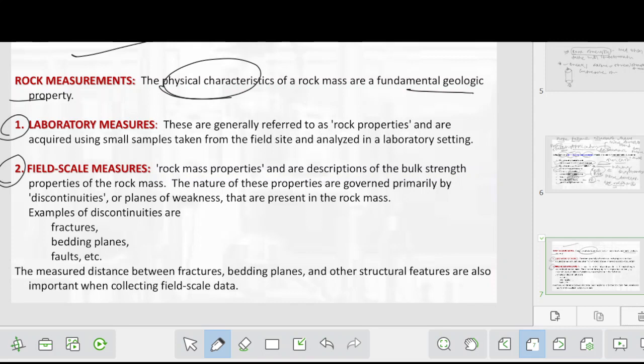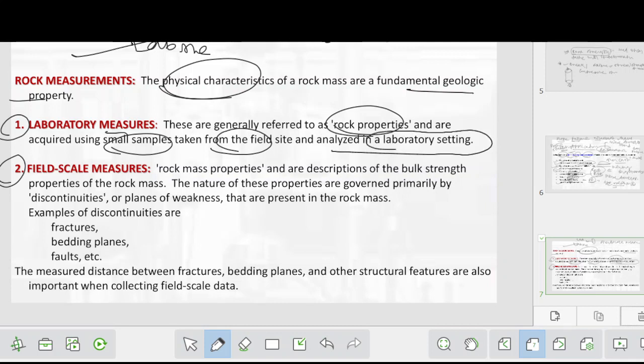Suppose you are going to the field to take samples, you should measure the rock properties in the field, that is called field scale measurement. If you bring the sample to the lab, that is called laboratory measurement. There are a lot of parameters used in the lab and a lot used in the field. Laboratory measurements, referred to as intact rock properties, are acquired using small samples taken from the field site and analyzed in the laboratory setting. So you bring the sample from the field to the lab, analyze it and check all those different parameters.